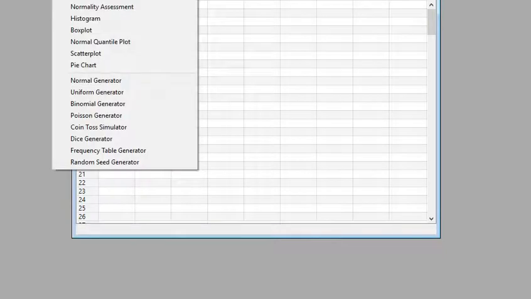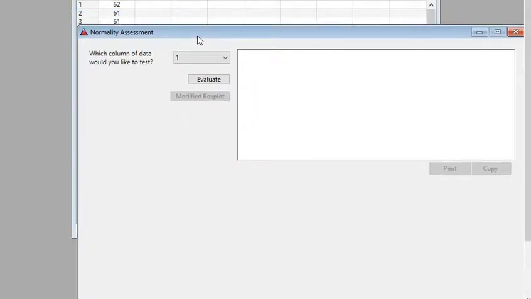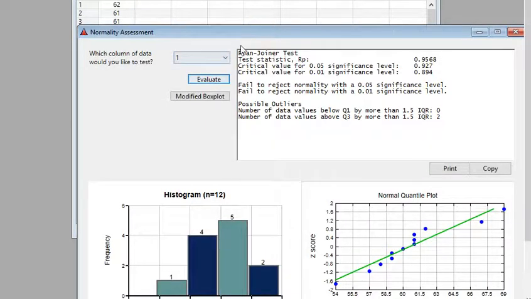So that test, again, was underneath data, down to normality assessment. I'd be surprised to be able to reject with such a small data set. So the data is in column 1. Evaluate.